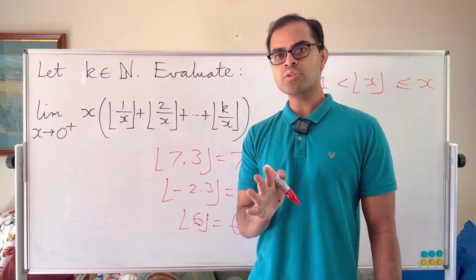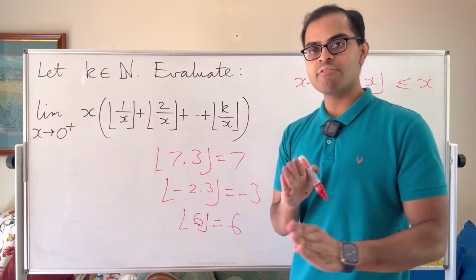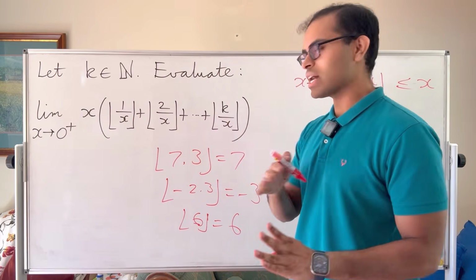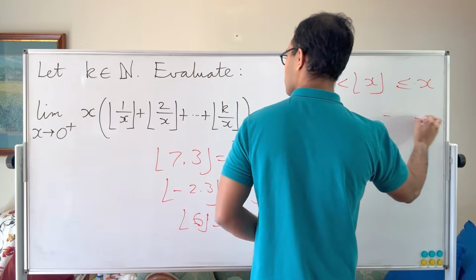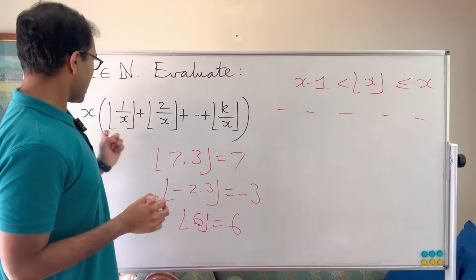So what we're going to do is some estimates to get a feel for it, because these floor functions are kind of messy. Let's estimate and see where we get. So let's look at the x times this.